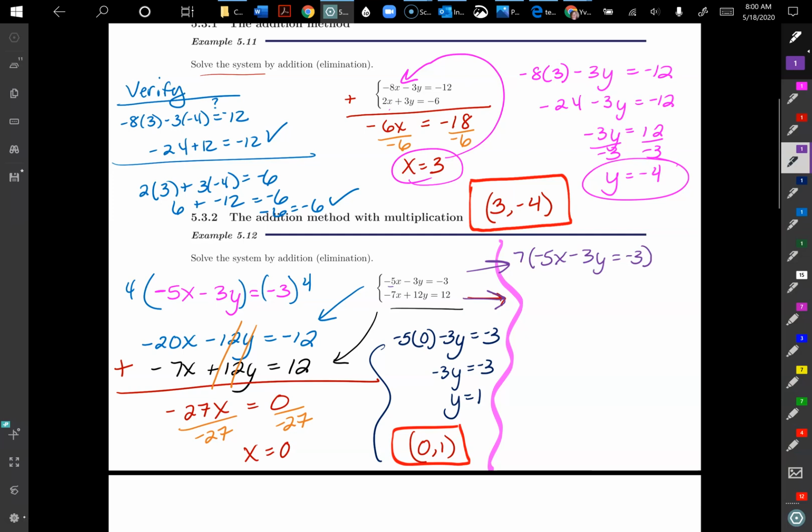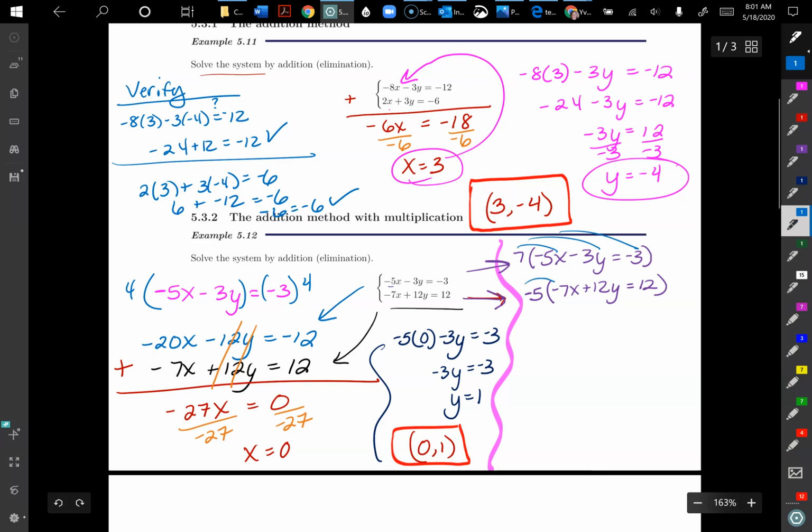I would multiply by 5. I would pick -5 because I want to make sure I have opposite signs. And so I would have -7x plus 12y equals 12. And then I'm going to distribute each of these. And I'm going to get a couple of new equations under here. So let's see. We have 7 times -5x would be -35x minus 21y equals -21.